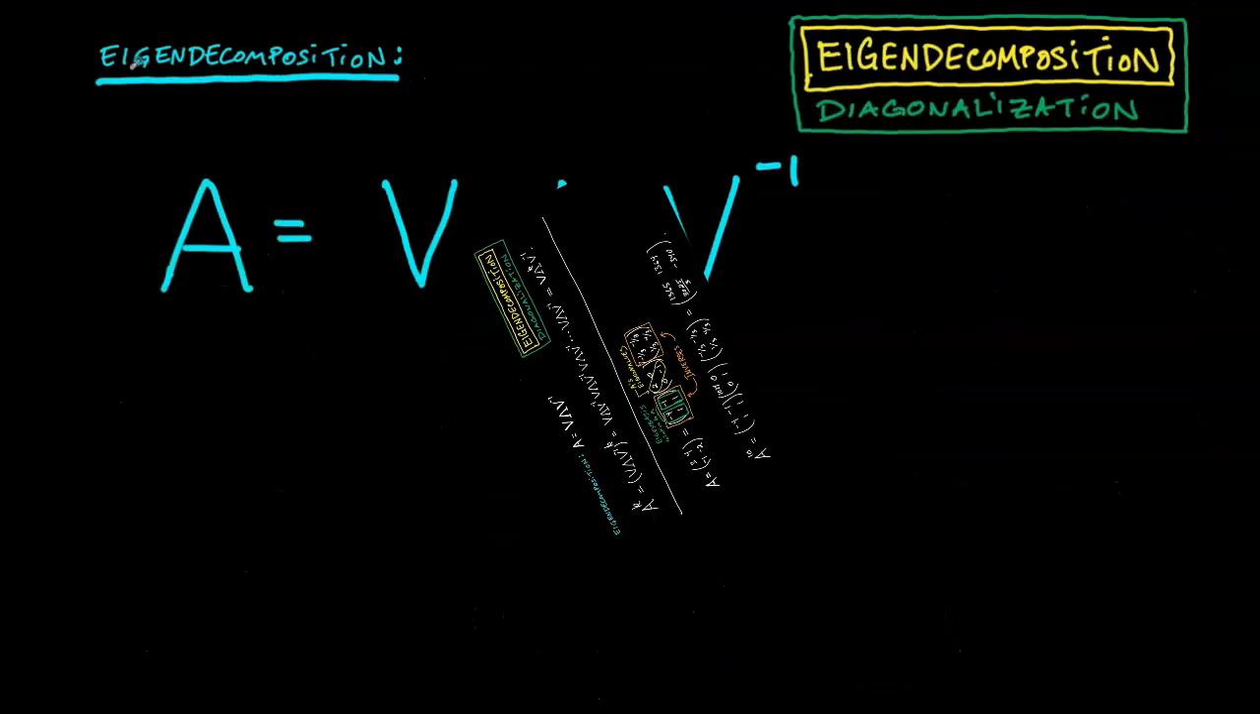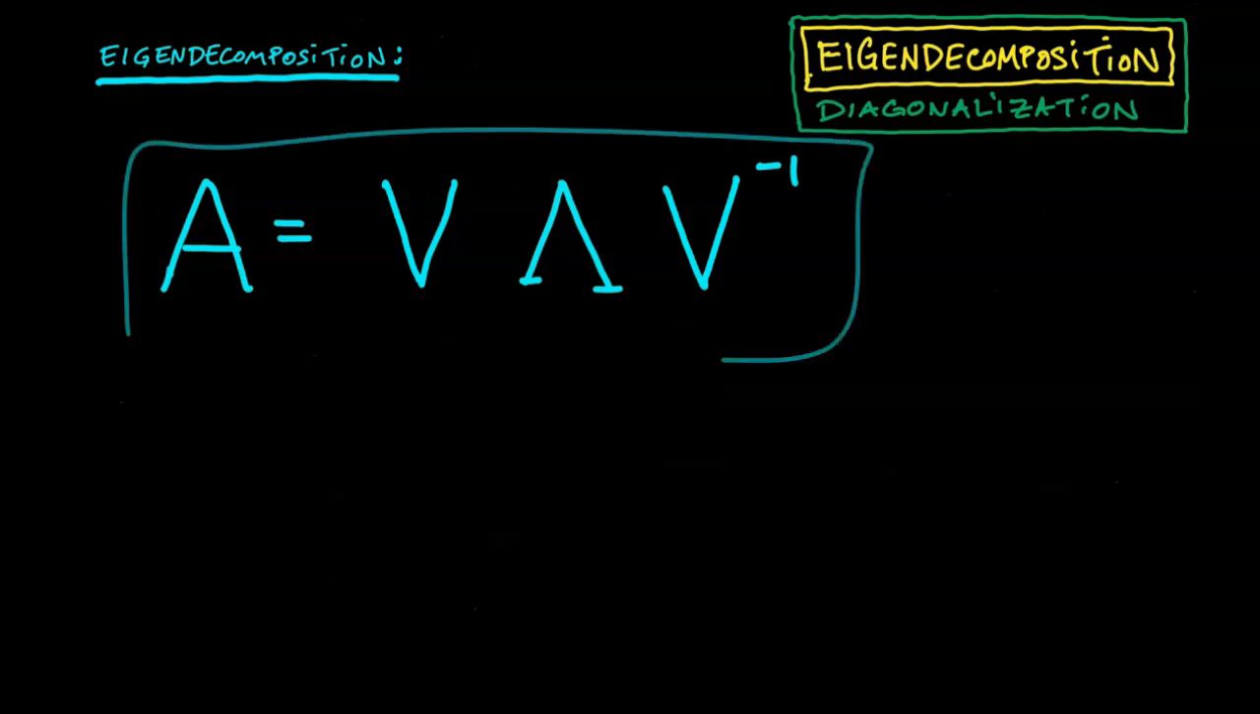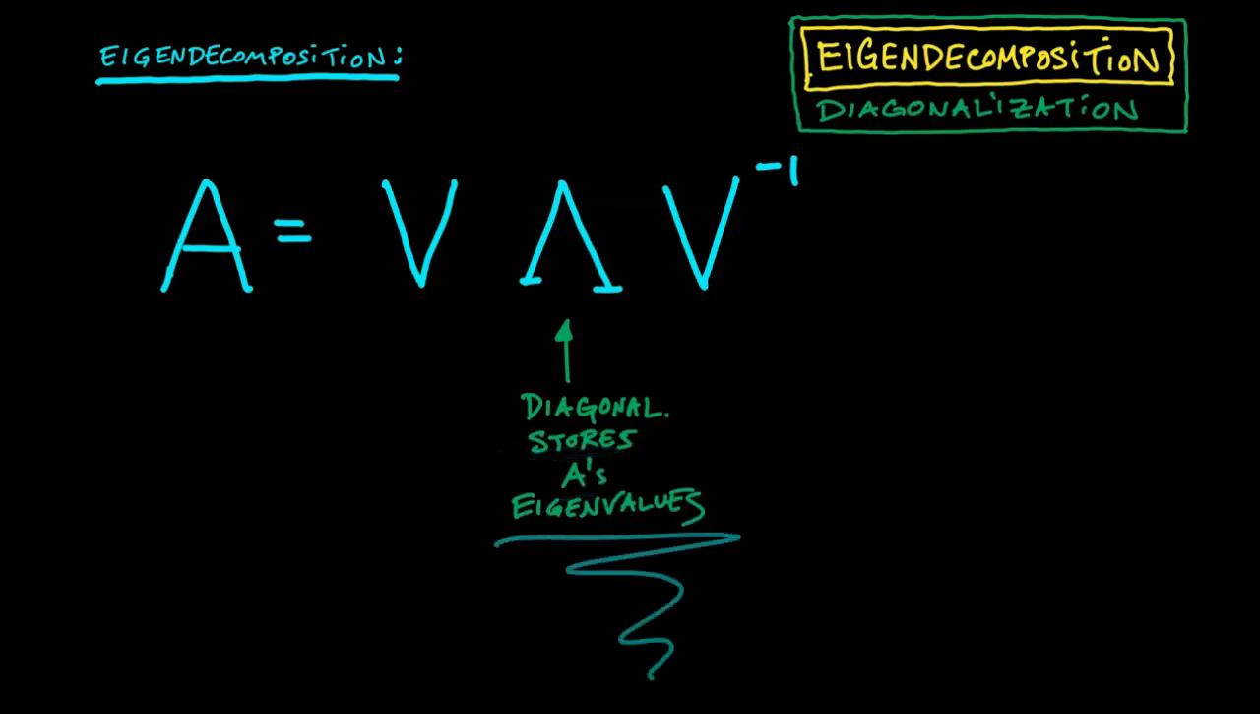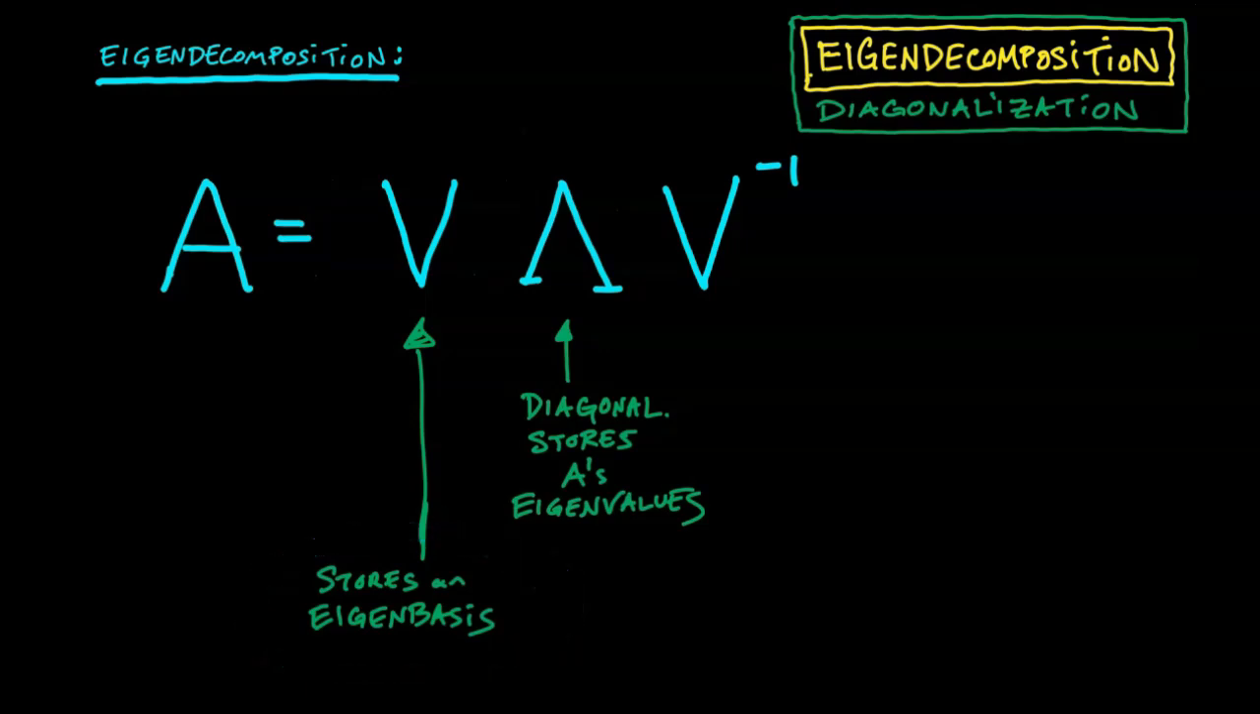And so much for eigendecomposition. Remember this main form and what it tells you. The middle matrix lambda is diagonal and it stores A's eigenvalues. The left matrix V stores an eigenbasis with respect to the given matrix A. And the right matrix is mostly just along for the ride. It's the inverse of the left matrix.